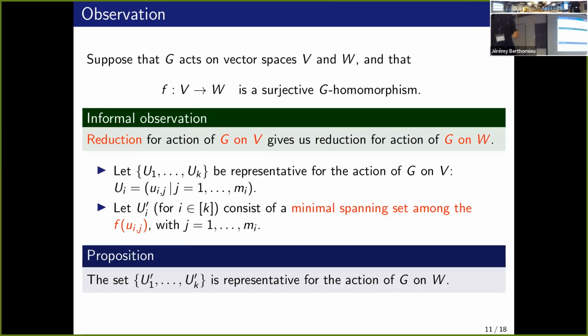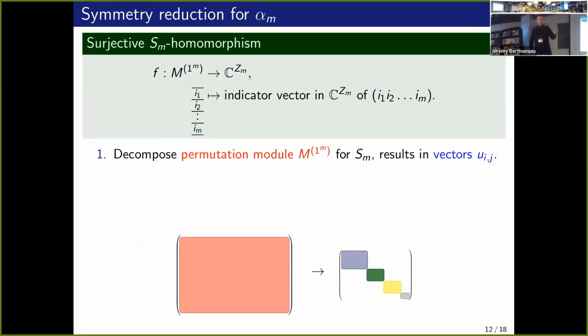So I will show it now. What we really did, in high level steps: we start with the permutation module M^(λ1 up to λm), where this is a partition for S_m. For those who know representation theory of the symmetric group, they know that the decomposition of this module is known. So we have that in the literature, and we can just get the vectors Uij for this permutation module from the literature.